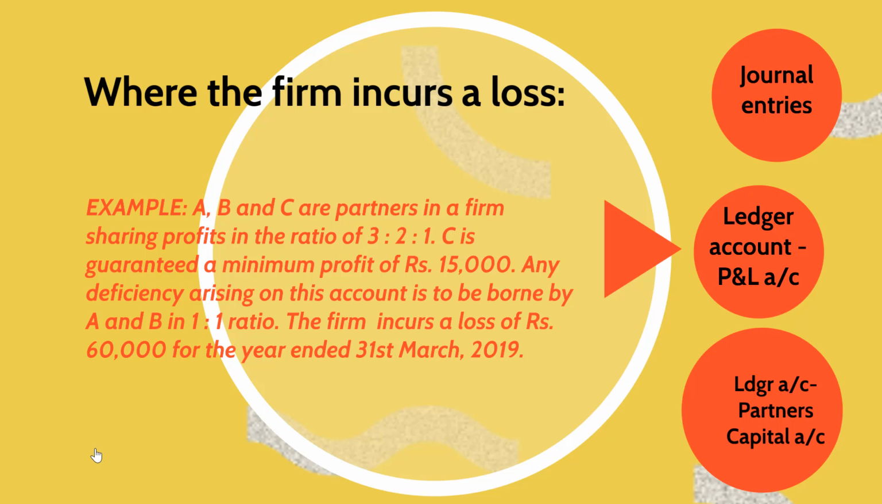So these are the two ledger accounts that need to be prepared. The profit and loss account, where the losses will be brought down and transferred to the partners' capital accounts in their profit sharing ratio, and the partners' capital account also, to show how the deficiency is being borne by the guaranteeing partners.